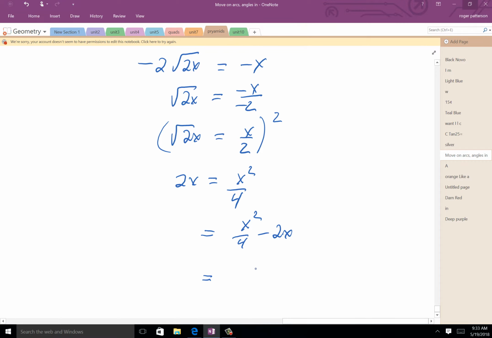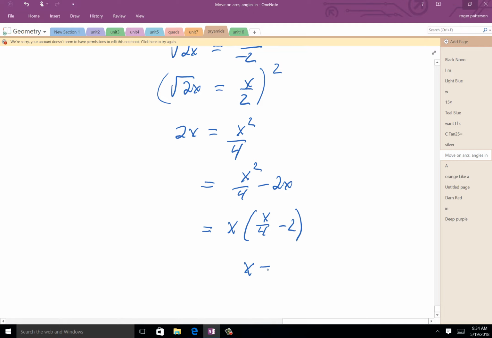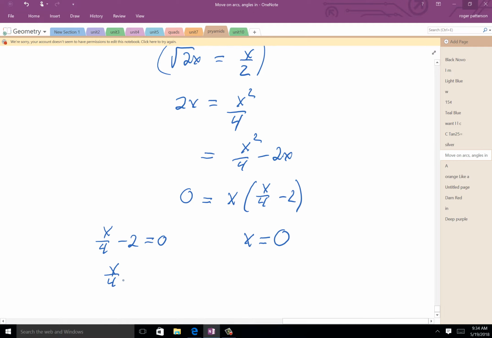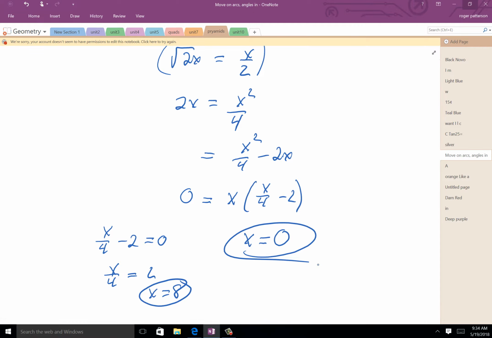Okay. Let's take an x out. So one answer is, this is 0. One answer is 0. The other answer would be x over 4 minus 2 is equal to 0. X over 4 is equal to 2. So x is going to turn out to be 8. So here's my two possible answers, right? And I know one of them's not going to work, most likely.